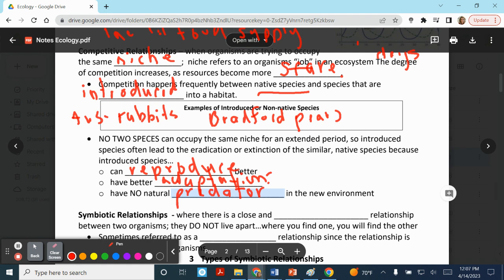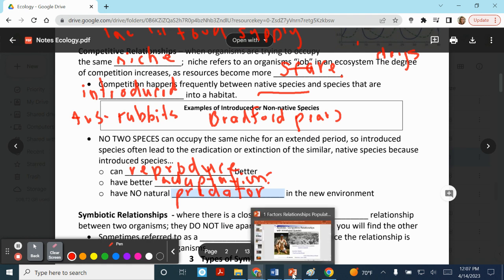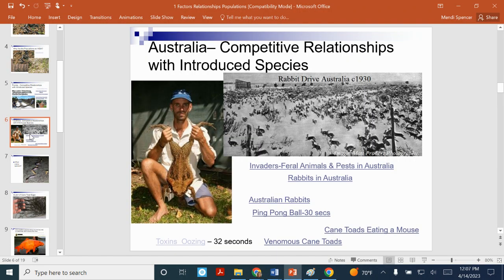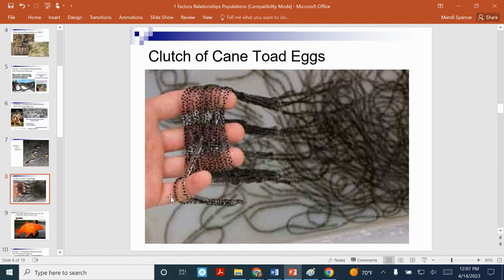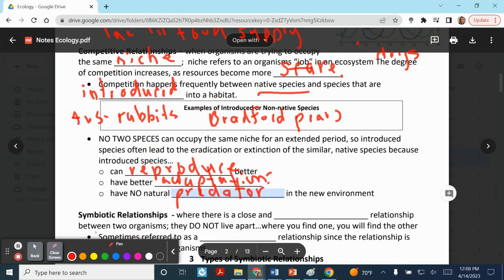So lots of times your introduced species have very large reproductive capabilities. Whenever you take a look at the eggs that are laid by a cane toad, they can lay almost 4 times the amount of eggs as a native toad that lives in Australia. So you can see that it's much easier for the cane toad population to overpopulate those native toad populations. And ultimately, one will go extinct.